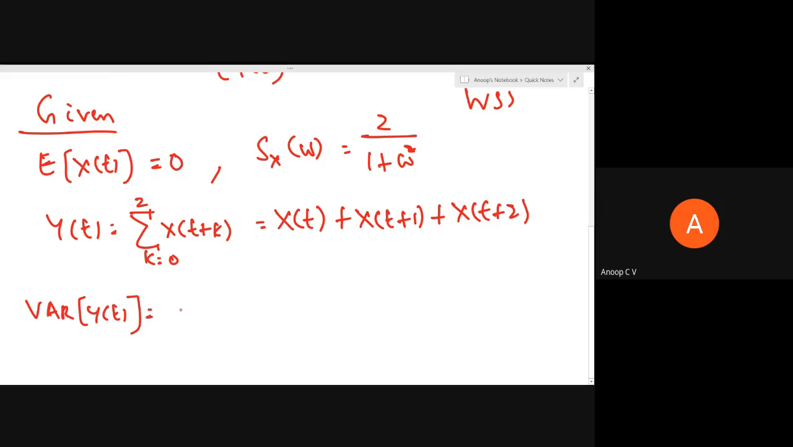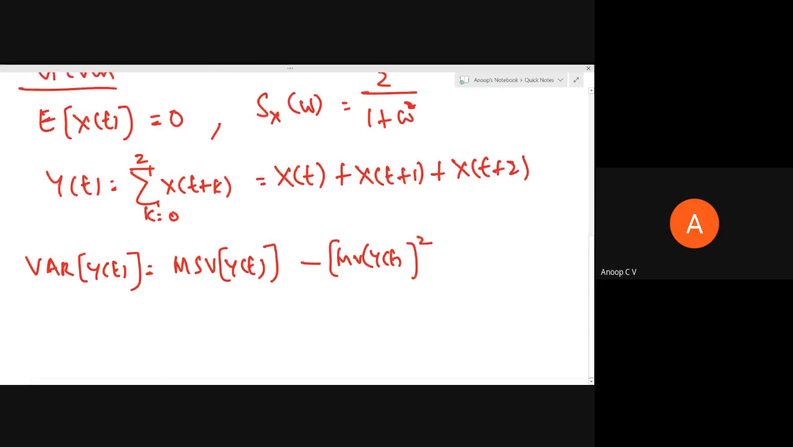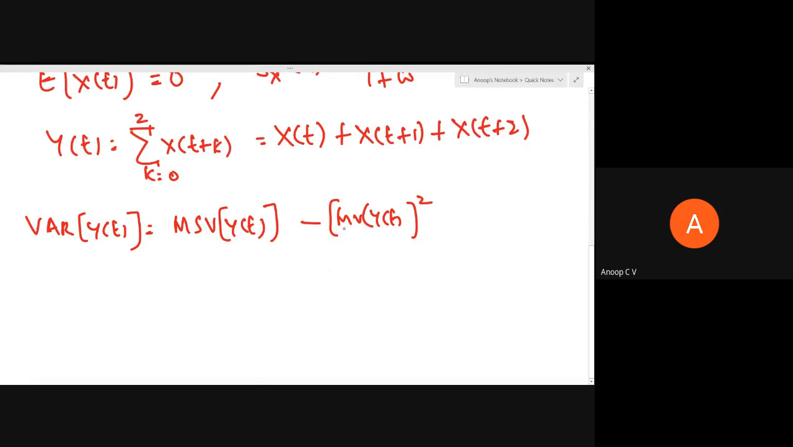So the variance of y of t will be the mean square value of y of t minus the mean value of y of t, the whole square, right? So we should find the mean square value of y of t and the mean value of y of t. So this is e of y of t, and this is e of y square of t, or y of t square. So first we'll find what is e of y of t.